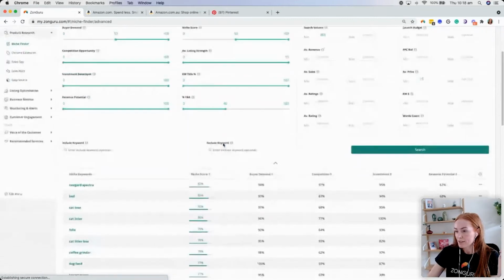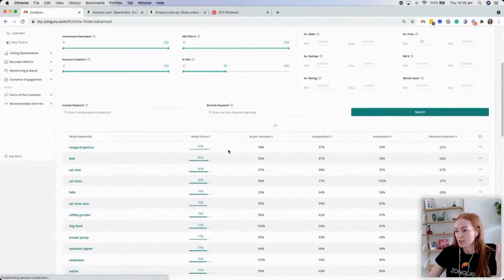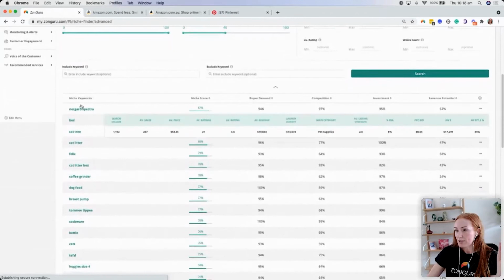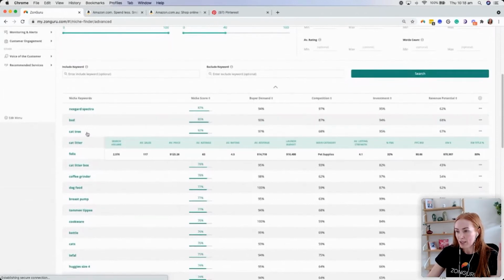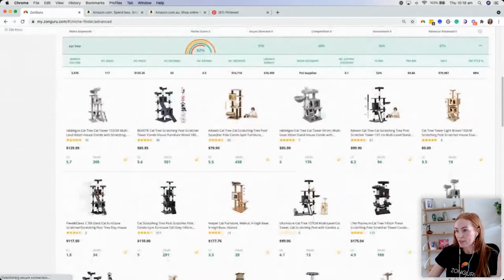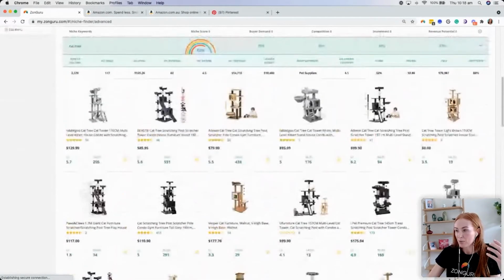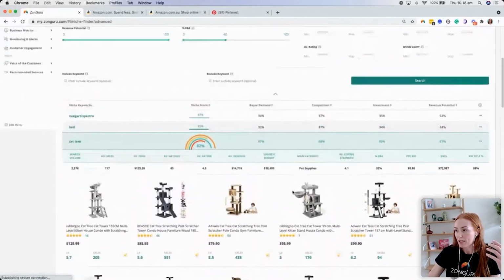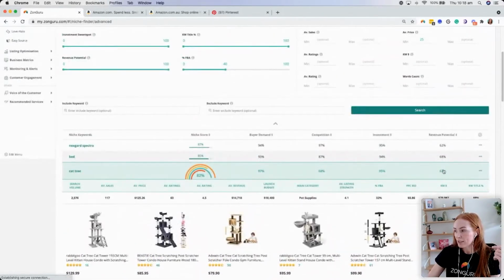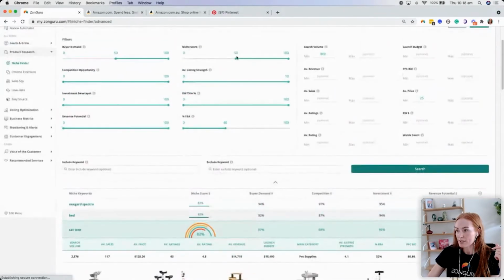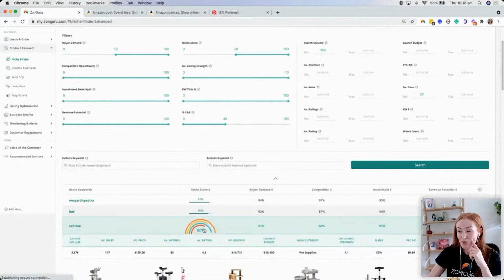And in a few seconds, I'm given all these niches. You've got the summary here. So cat tree, it gives you a list of images of competitors in that category at the moment. And it also tells me how it's traveling for all of the metrics. So you've got your niche rainbow here. This is what the niche score is, and you can see 82%. That's really, really high for a niche. The buyer demand, so there's a lot of demand for it at the moment.